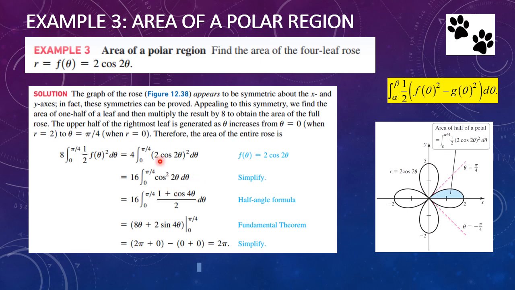Again, we can take out any constants outside of the integral. First we multiplied by 8 times 1/2, which gives 4. Here we're going to get 4 cosine squared 2 theta, and then we can take that 4 out. 4 times 4 is 16. So what we're doing is evaluating the integral from 0 to pi over 4 of cosine squared 2 theta d theta, times the multiplier of 16.